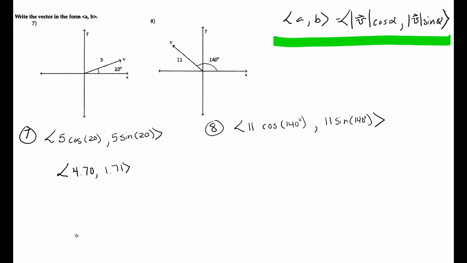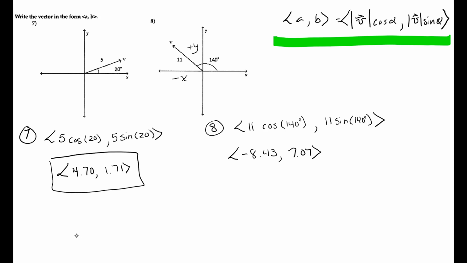Okay, so what do we get? Let's see here on the calculator. We get negative 8.43 and 7.07, which again makes sense. We knew that the x was going to be negative and the y value would be positive. And that's exactly what happened. So these right here are the vector representations of these vectors where we were given an angle and a magnitude.